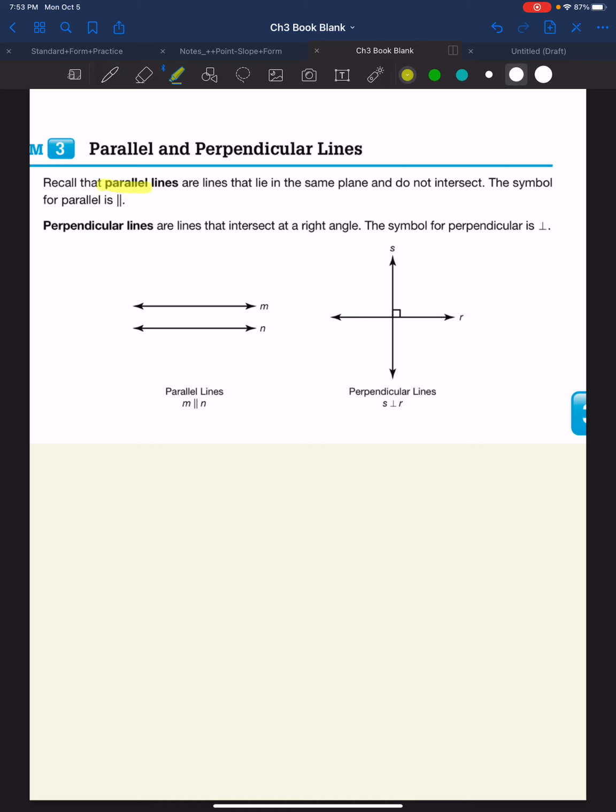Parallel lines are lines that lie in the same plane and do not intersect. The symbol that they use right here, it's just like two straight lines right next to each other. That's the symbol for parallel. Another thing I want you to add about parallel lines is that they have the same slope. That is like the most important thing that we remember about parallel lines, that they have the same slope.